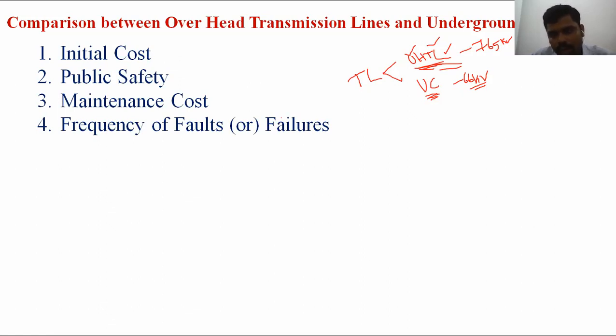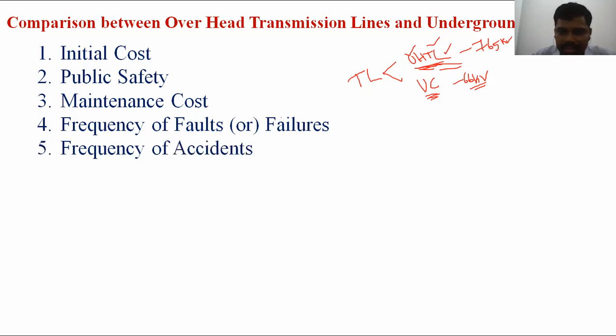The regular fault and failure occur in the overhead transmission line. But in underground cable, these problems do not arise. And the frequency of accidents occurs only in the overhead transmission line, not in the underground cable.